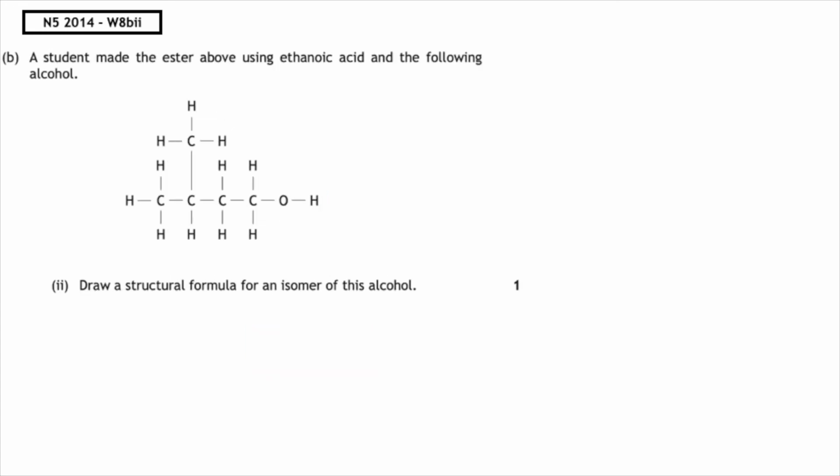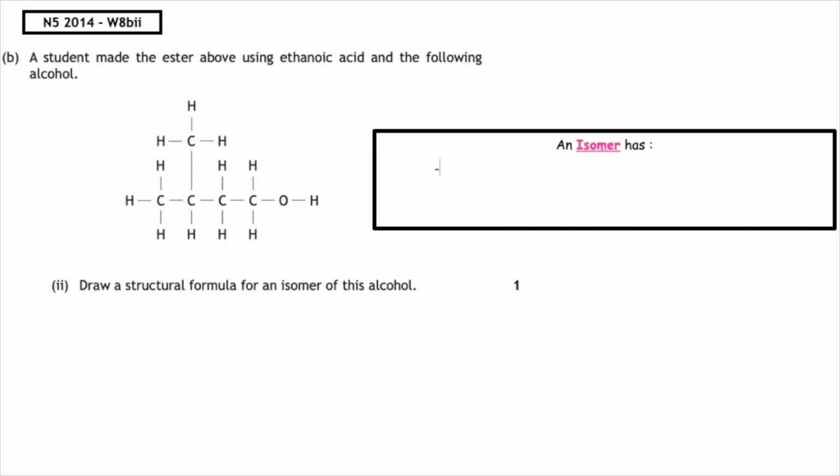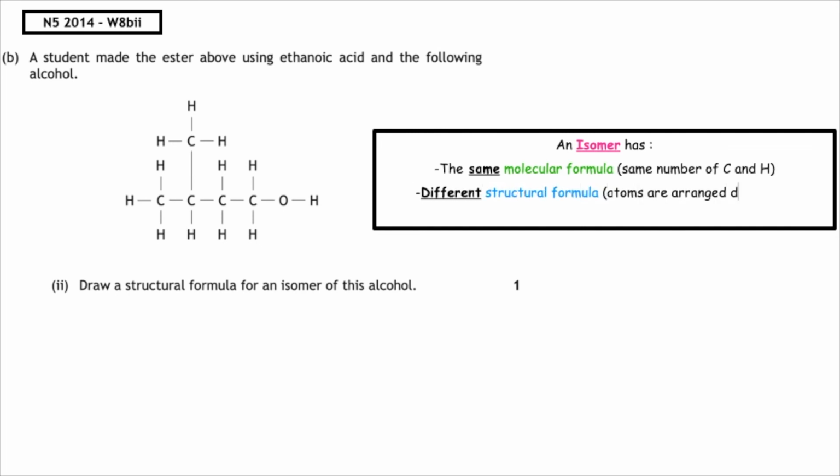This is part 2 to this question, where it's asking you to draw the structural formula for an isomer of this alcohol. So the first thing that we need to know is what an isomer is. An isomer has the same molecular formula but a different structural formula, meaning it's got the same number of carbons, hydrogens and oxygens, but it looks a little bit different.